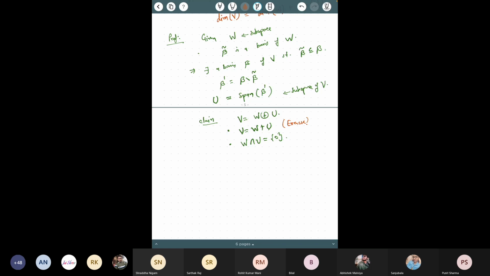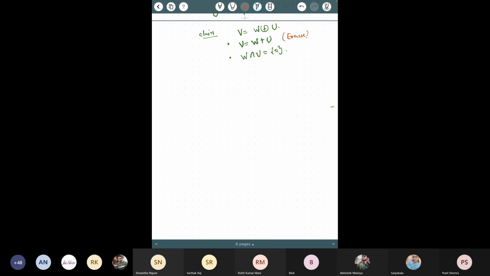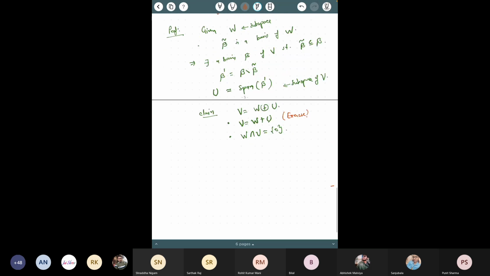To show the second thing, that W intersection U is zero, let's do it in this way. Clearly again, these are two sets. Since W is a subspace and U is a subspace, you can verify that their intersection is again a subspace. The zero set is also a subspace, so zero is always there. So you can say that zero is always contained in this intersection.